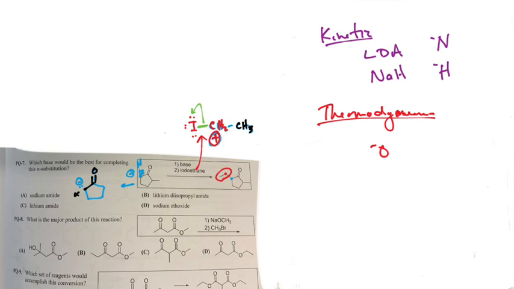How do we differentiate? Like, how do you mean? These are negative nitrogens. Yeah, but why lithium diisopropylamide, LDA, and not sodium amide or lithium amide? Those are more selective. Yeah, it is more selective. Can you elaborate?